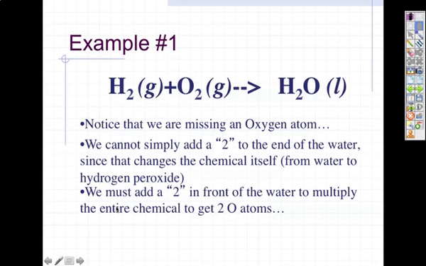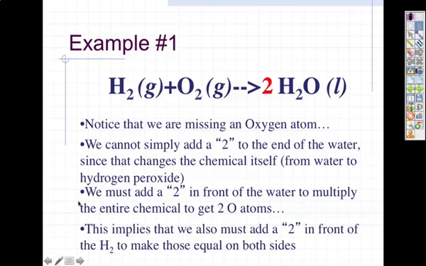So I'm going to put a 2 in front of the water, which changes the whole water molecule to 2 moles of water. So now I have 2 oxygens on the reactant side and the product side. But what did I do to my hydrogen in the process? I doubled it, yeah, so now I have 4 hydrogens on my product side. I need 4 on my reactant side. So what should I put my coefficient as? 2, absolutely. So we simply have to add a 2 in front of the H2 to make that equal on both sides.